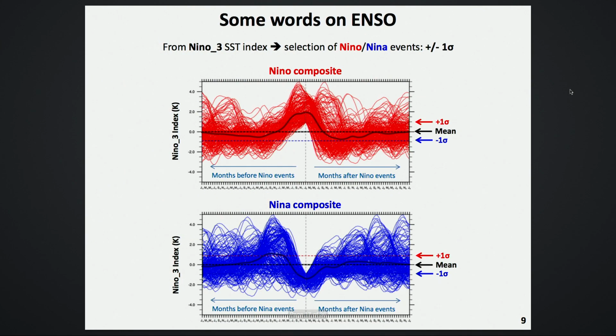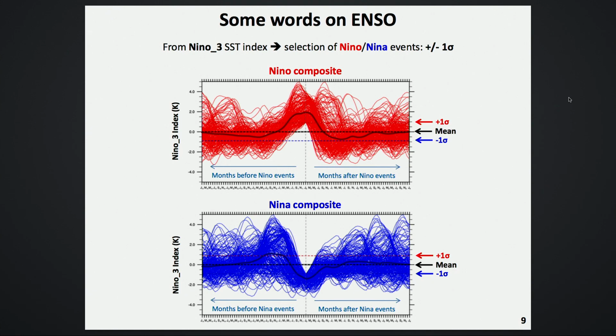So I tried to understand why this happened. Is there also predictability in ENSO? But to understand why this happened, I have to say some words about ENSO in this model and about ENSO in general.